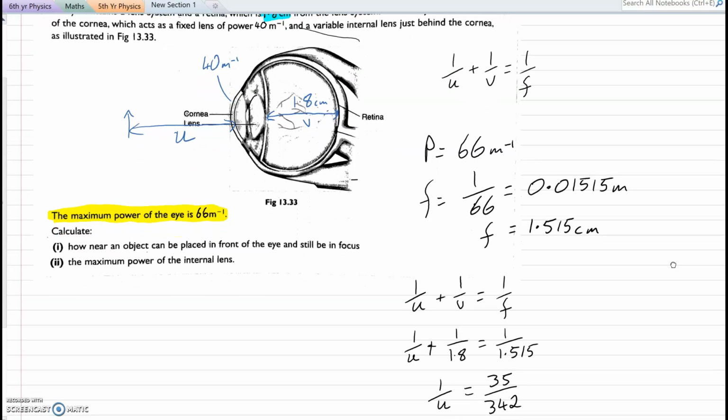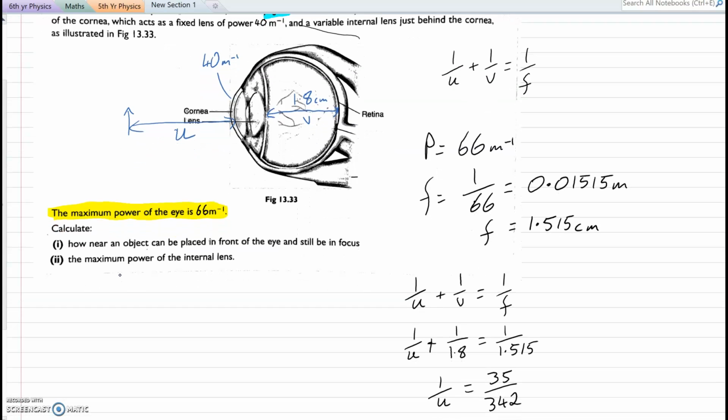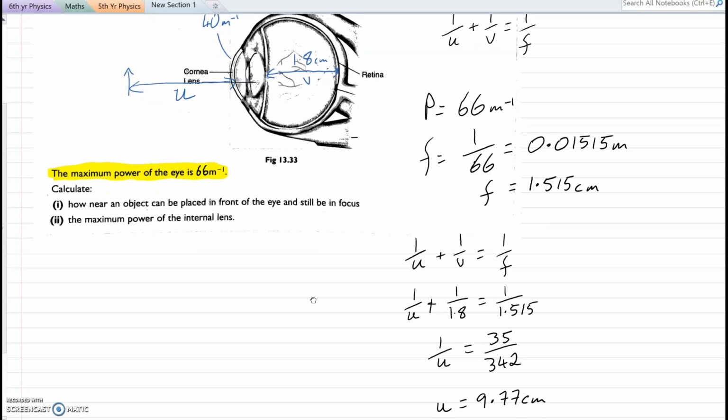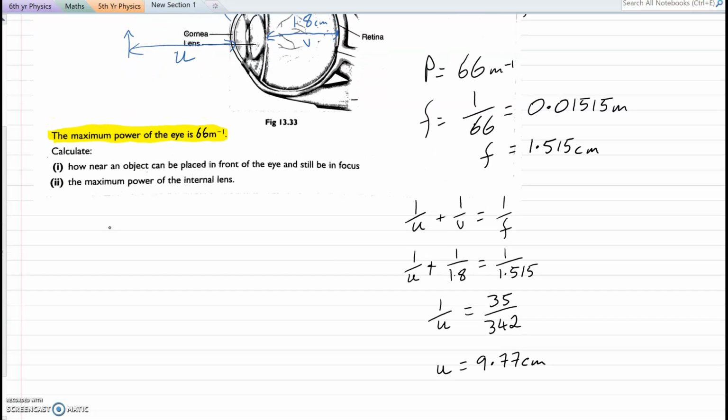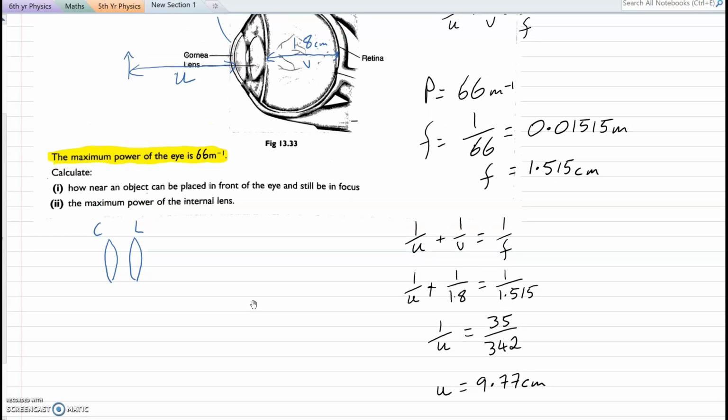So the other part of the question is the maximum power of the internal lens. Okay, so come back here to what we're dealing with. We have two lenses. We have your cornea, which I'll label as C, and we have our internal lens, which I'll call L here. Those two lenses we know have a maximum power of 66 per meter.